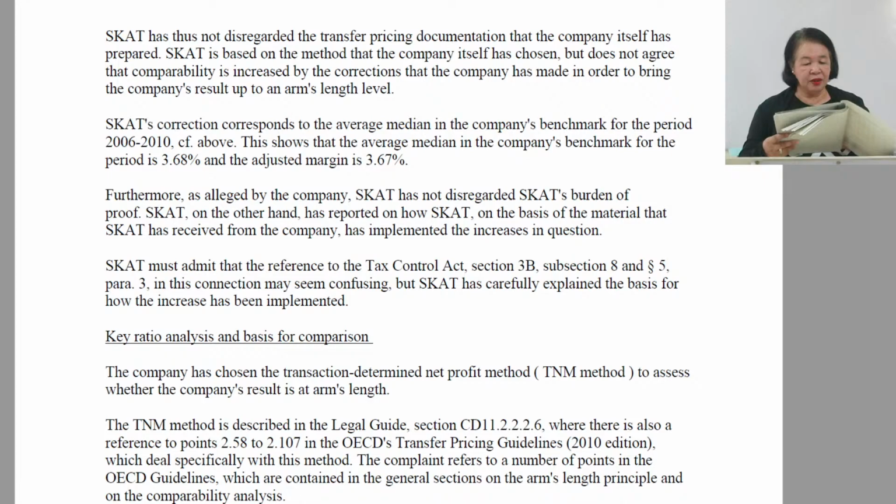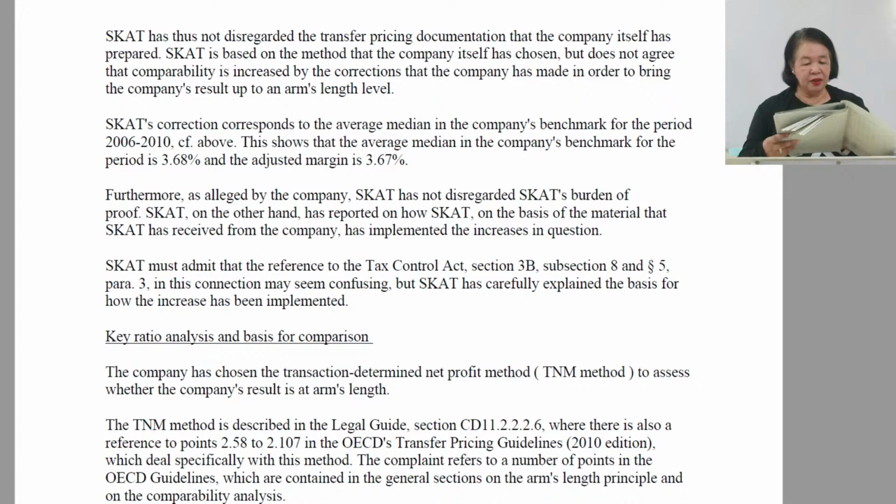Scott is based on the method that the company itself has chosen but does not agree that comparability is increased by the corrections that the company has made in order to bring the company's result up to an arm's length level. So, Scott's correction corresponds to the average median in the company's benchmark for the period 2006-2010 above. This shows that the average median in the company's benchmark for the period is 3.68% and the adjusted margin is 3.67%. Furthermore, as alleged by the company, Scott has not disregarded Scott's burden of proof.